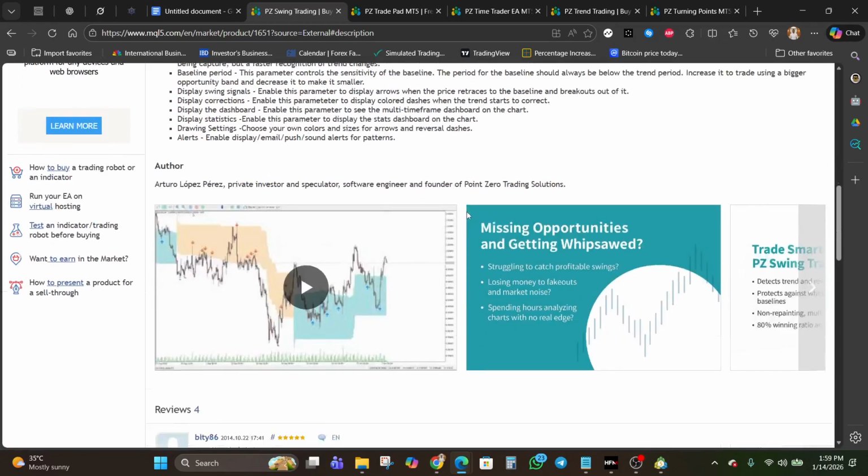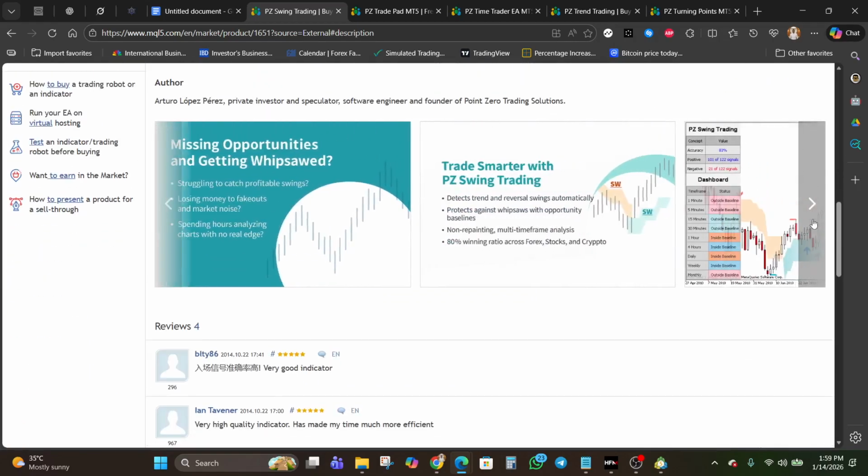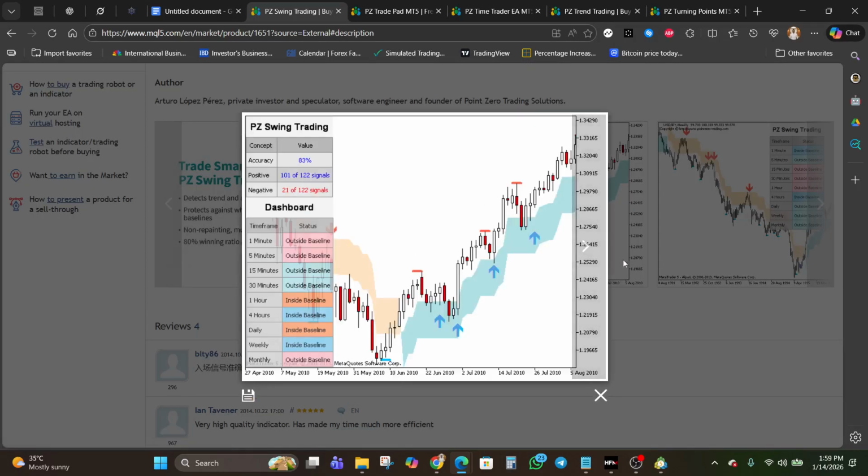Basically, you would see that this indicator helps you to understand, or rather to figure out, the prevailing trend in the market. And in addition to that, you can see that it gives you some valuable information here across time frames. On the 1 minute, it's telling you outside baseline, 5 minutes outside baseline, 15 minutes outside baseline, and so on and so forth. And this inside baseline, inside baseline, inside baseline.